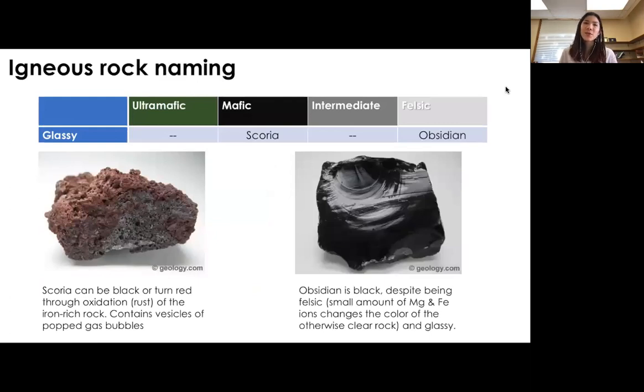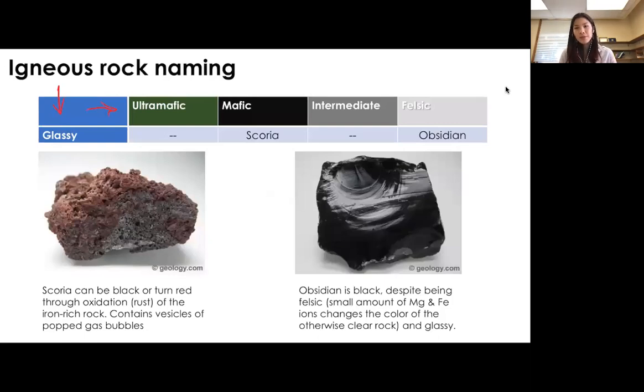Okay, so now that we've gone over the basics of texture and composition, we can move to rock naming. So igneous rocks are just going to be named based on that intersection of their composition and their texture. We'll go texture by texture and then look at the compositions. So we start out with a glassy texture. Remember, this is the texture that is acrystalline, so it cools so rapidly that no crystals form.